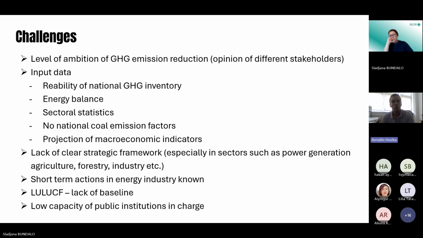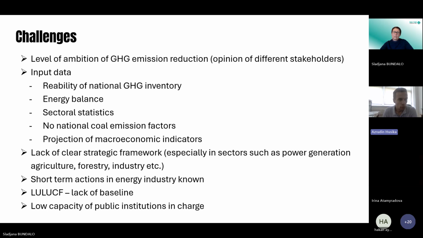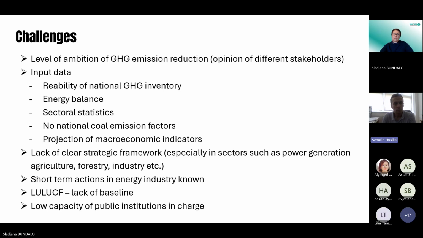So first of all, regardless of the model we applied, there is the level of ambition of GHG emission reduction. On one side, we develop documents according to the obligations to UNFCCC, and the level of ambition can be quite lower in comparison to the documents we are developing as obligations to the Energy Community. So from this aspect, we have some discrepancy and different approaches of some local decision makers. When I say local, I mean different ministries on different levels in Bosnia and Herzegovina.